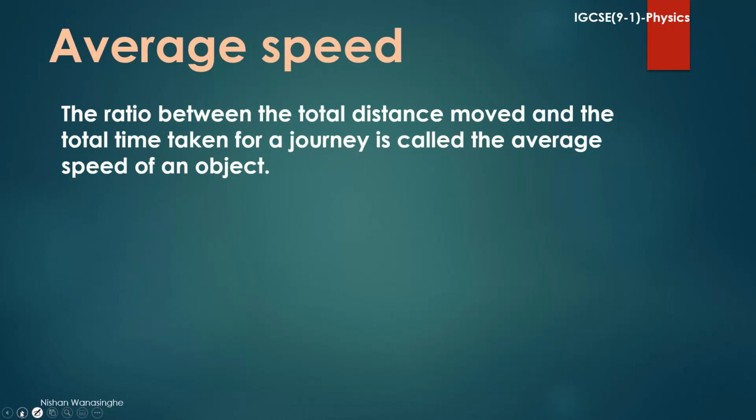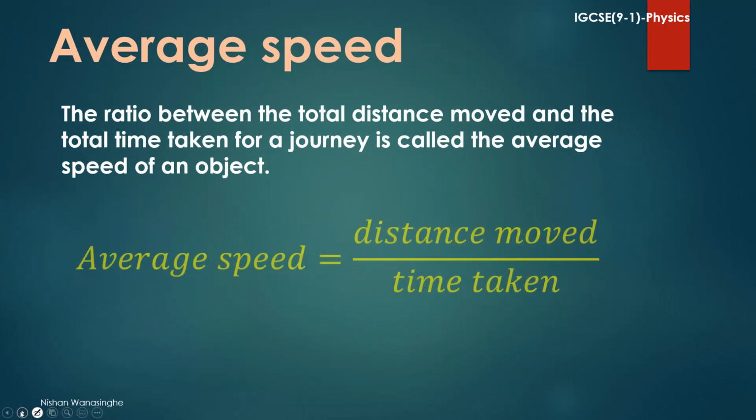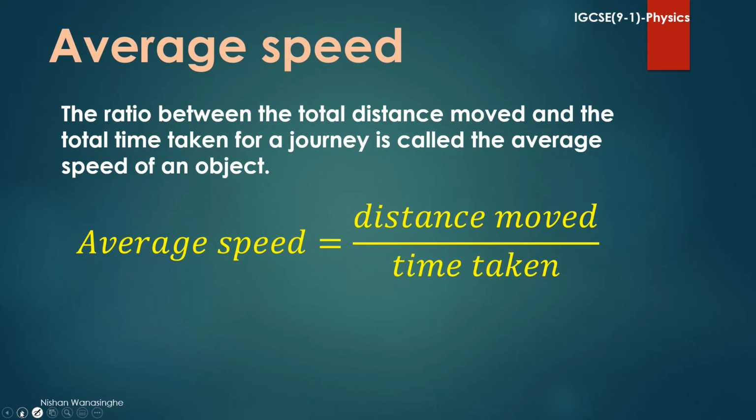Now, average speed. The ratio between the total distance moved and the total time taken for a journey is called average speed, right? We can write this equation: average speed equals distance moved divided by time taken. You remember this time taken is measured from the beginning of the journey to the end. That means even if you stop somewhere, slow down, or speed up, the whole time taken is used in the calculation. That's how we calculate average speed.